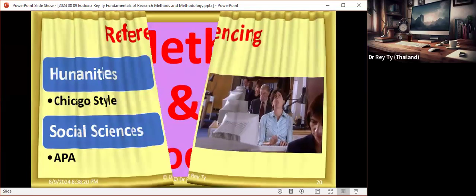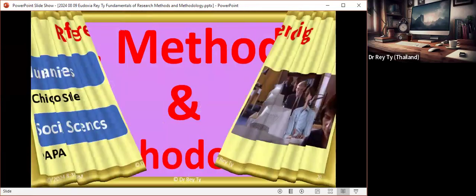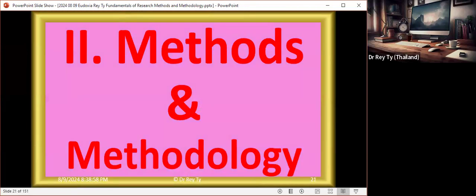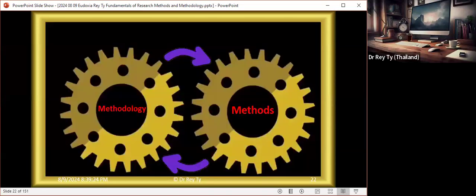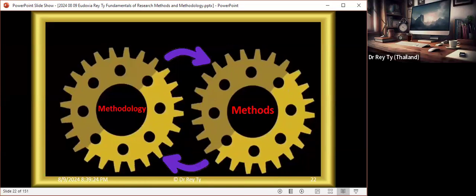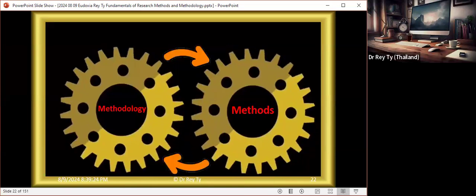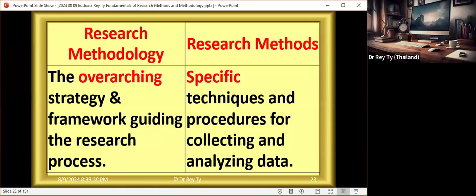Now, we go to the distinction between methods and methodology. So remember now, there are two major ways of writing. That's a lecture for another session, which I did last week. Okay, the structure of the paper. But for the humanities, the structure is very simple: introduction, body, and conclusion. So methods and methodology are different, but they are related. Okay, they go hand in hand. So let's look at the distinction between the two.